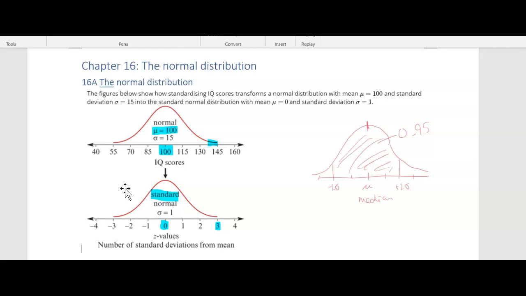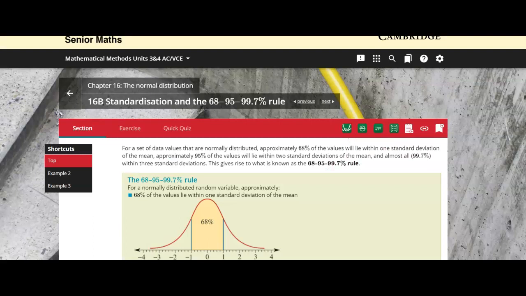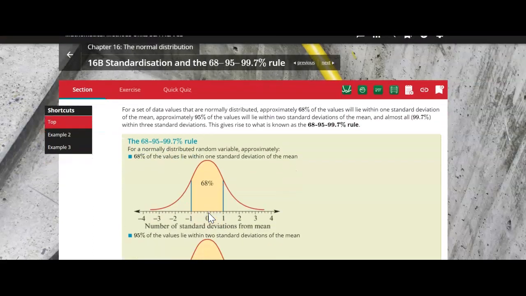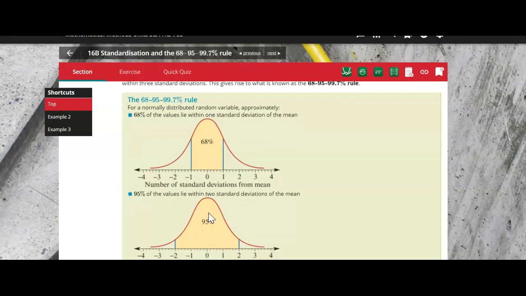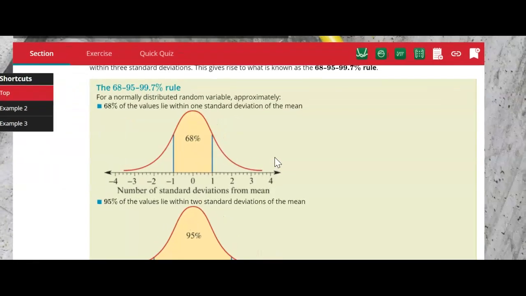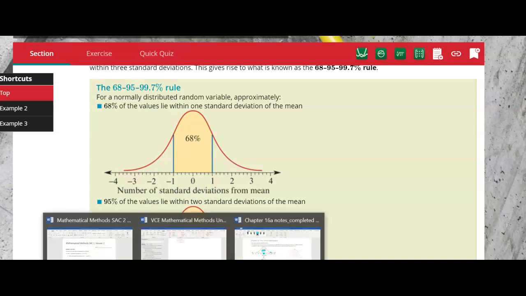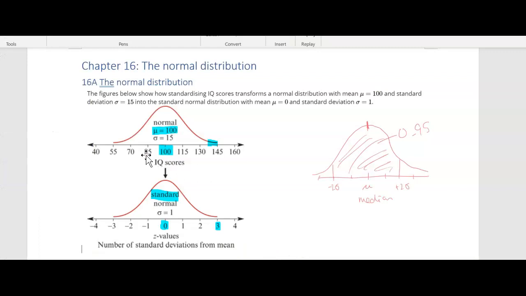Now, the reason why we do that, and I'm just going to get the textbook up, this is in 16b, is we use this rule. On average, 68% of people, if we look at this first curve, would be 1 standard deviation either side of the mean. So if we were thinking of IQ, 68% will be between 85 and 115. So 68% between 85 and 115.